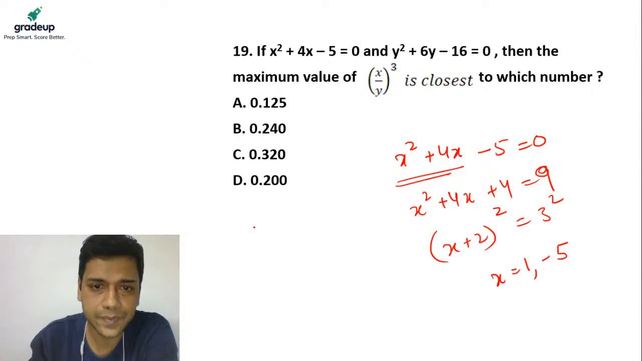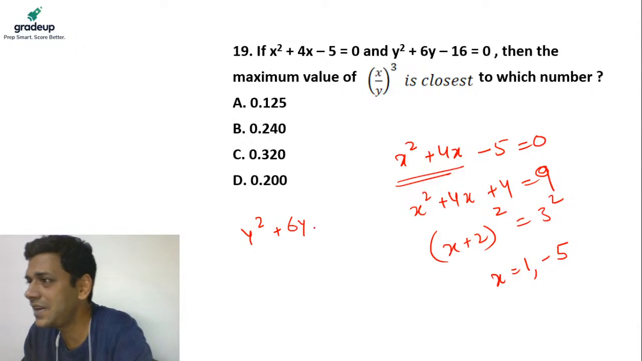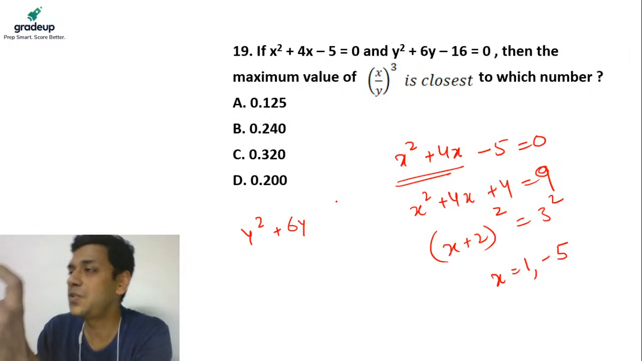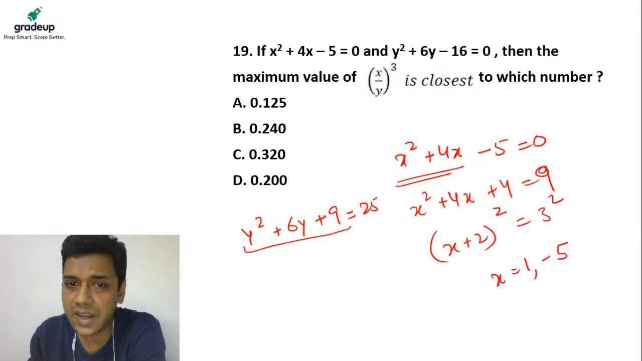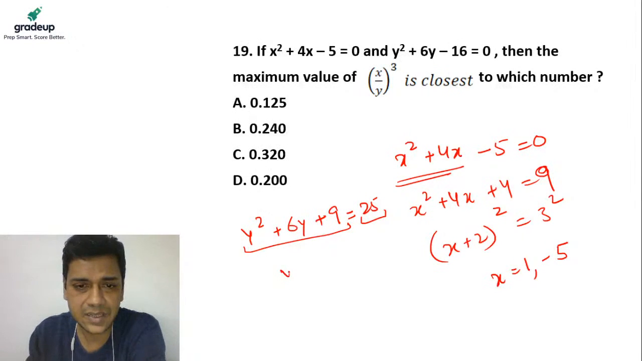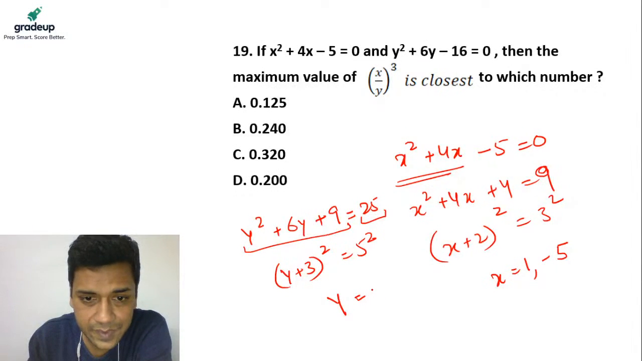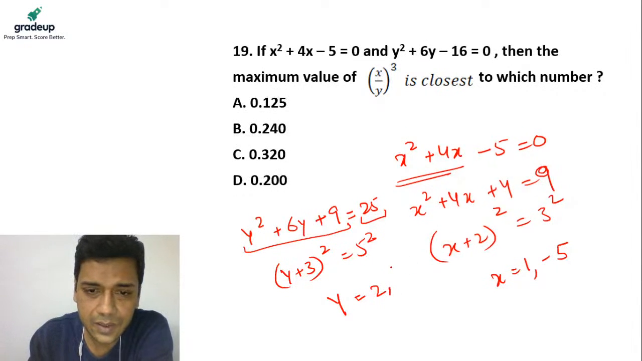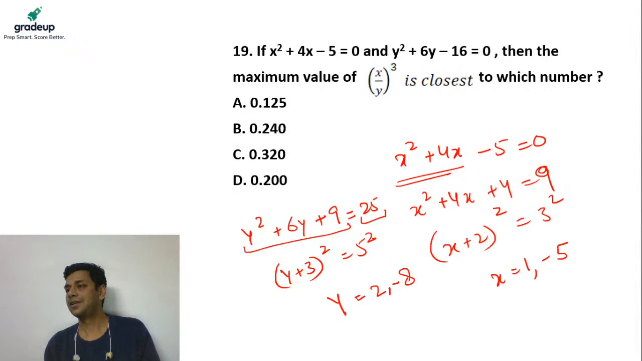Similarly, if you look at y square plus 6y, here it is basically 2 into 3 into y. So I will make it a 9, and on the other side it will become 25 automatically. So I will make a perfect square out of here, and the other part will automatically become a perfect square, which is y plus 3 whole square equal to 5 square, which means y equal to either 2 or how much? Minus 8. Yes.